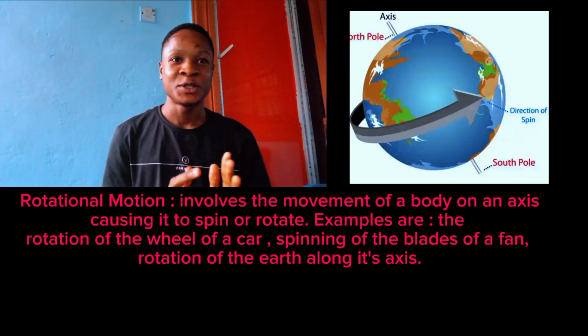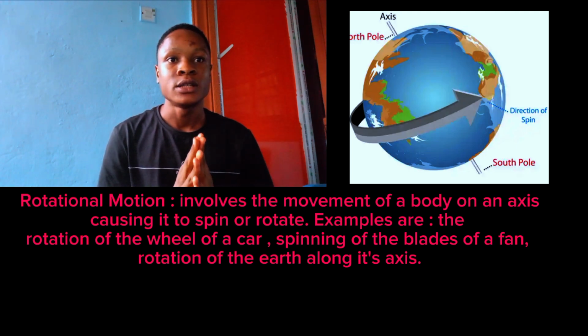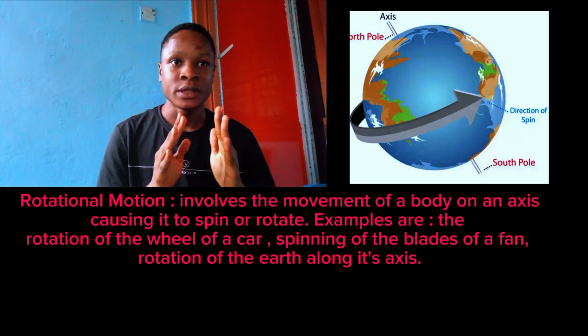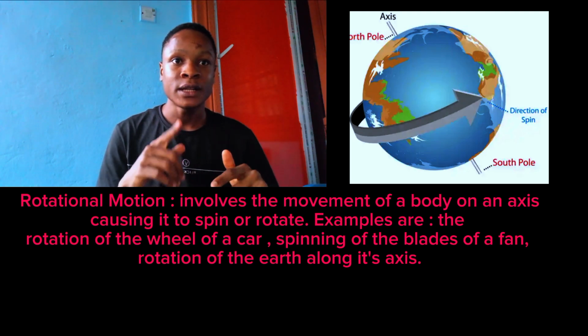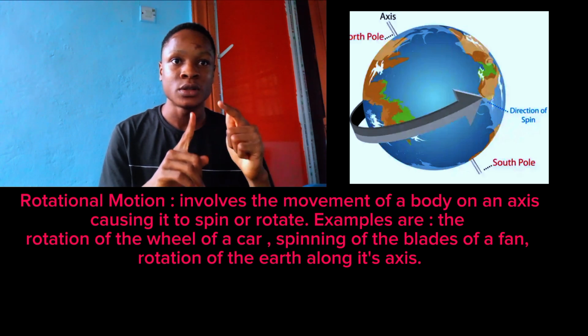The last type of motion we have is rotational motion. Rotational motion involves the movement of an object on an axis, causing it to spin or rotate. Examples of rotational motion are the spinning of the wheel of a car, the spinning of the blade of a fan, and the rotation of the earth on its axis. To identify rotational motion, you have to check if the body is on a fixed axis. The earth is always on a fixed axis and is always rotating, so it is undergoing rotational motion.